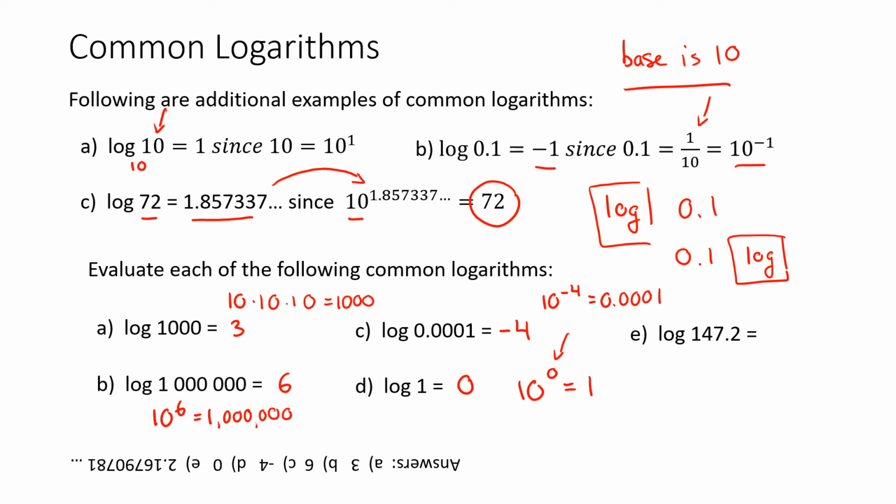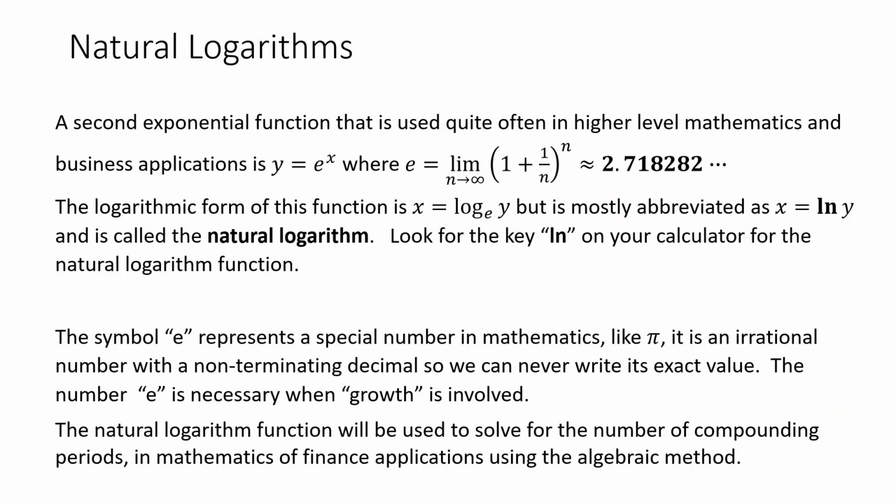Part E, you're not going to get a nice even number. This is the decimal place. So if you put log of 147.2 in your calculator, you get 2.1679, and it continues on. That's because 10 to the exponent 2.1679 continuing on would give you 147.2.